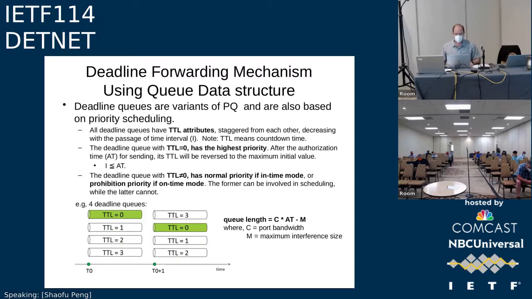The deadline queue with non-zero TDL has normal priority in in-time mode, or prohibition priority in on-time mode. The former can be involved in scheduling, while the latter cannot. The following is a simple example of deadline queues. It contains 4 deadline queues.